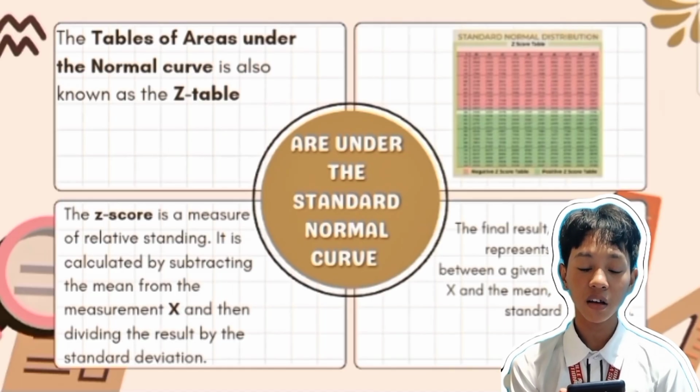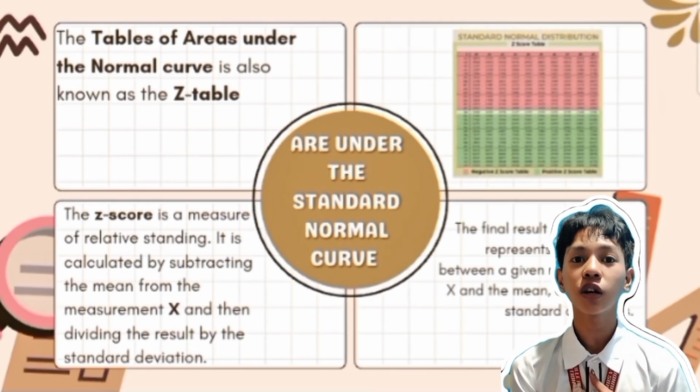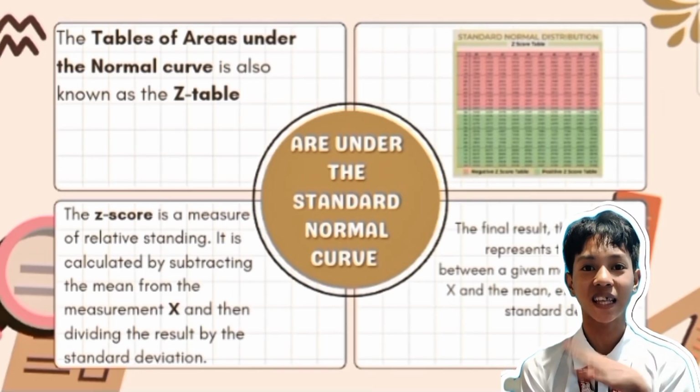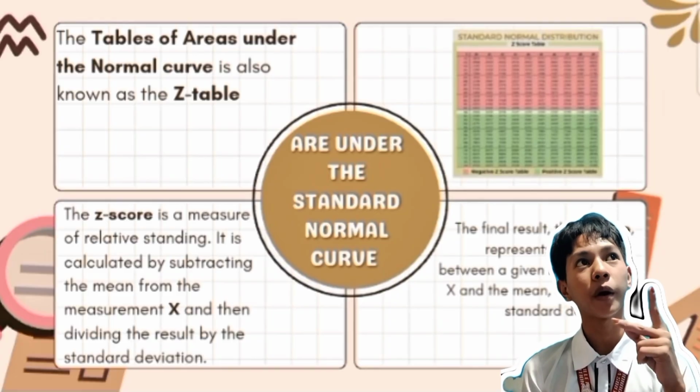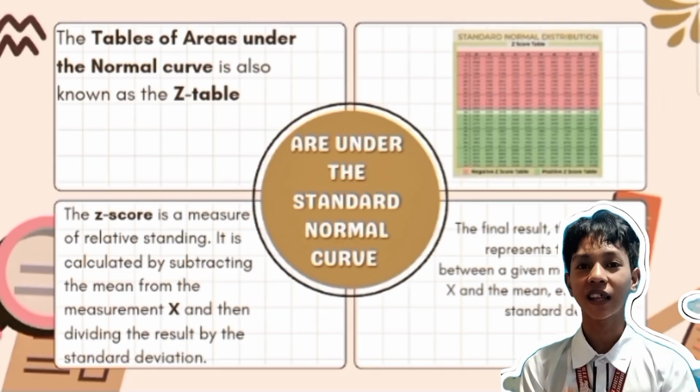The table of areas under the normal curve is also known as a z-table. So later, I will introduce the format of the z-table. The z-table has two parts, negative and positive. So later, you will see it.